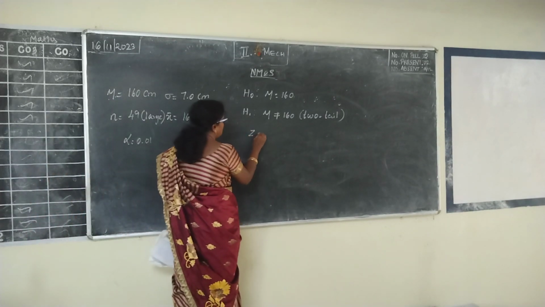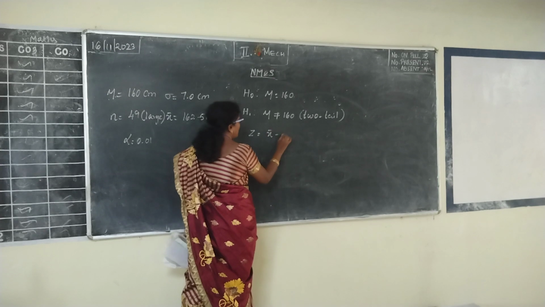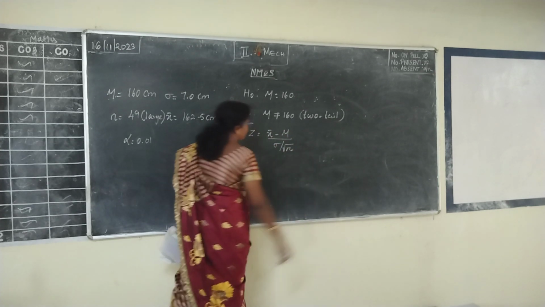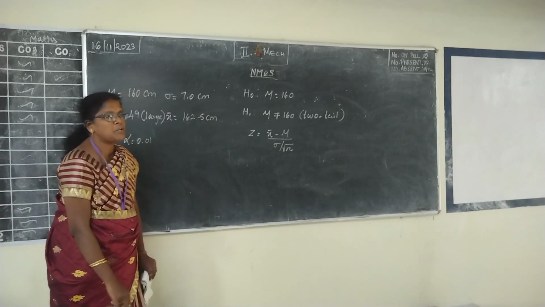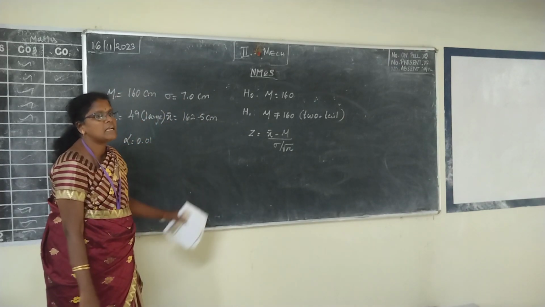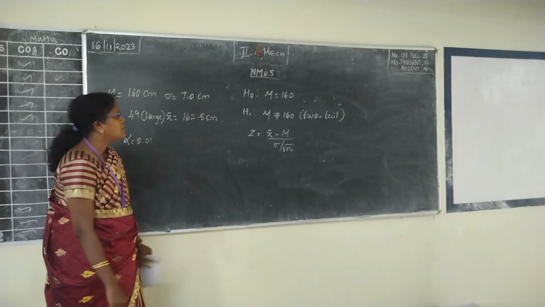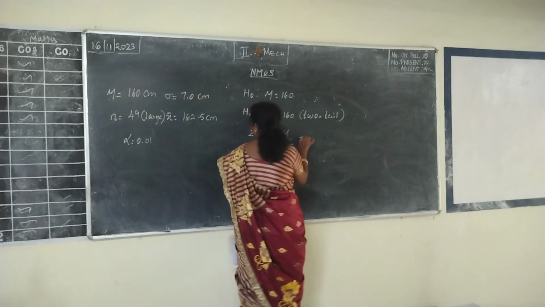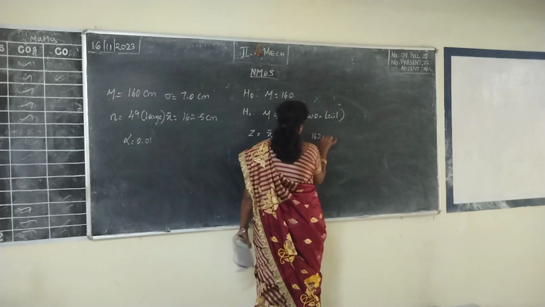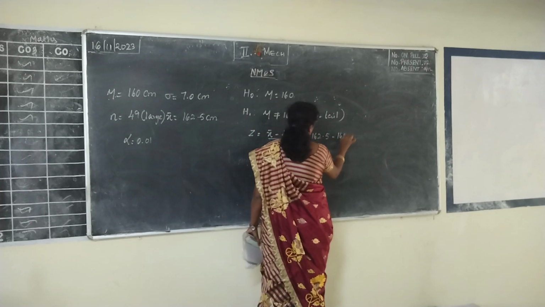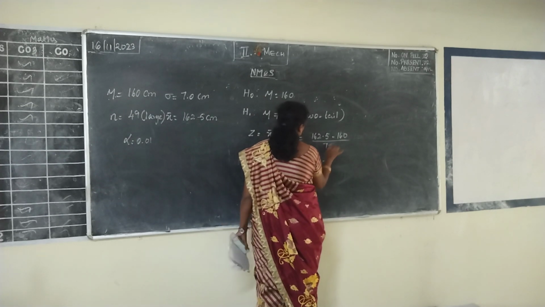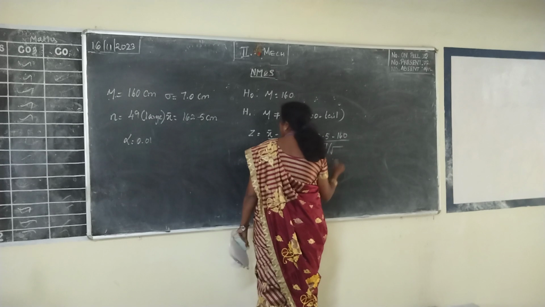Z is equal to X bar minus mu divided by sigma by root n. Single mean formula. All data are known. Substitute and find the Z value. X bar is 162.5. Mu is 160. Sigma is given to be 7, divided by square root of n, where n is 49.